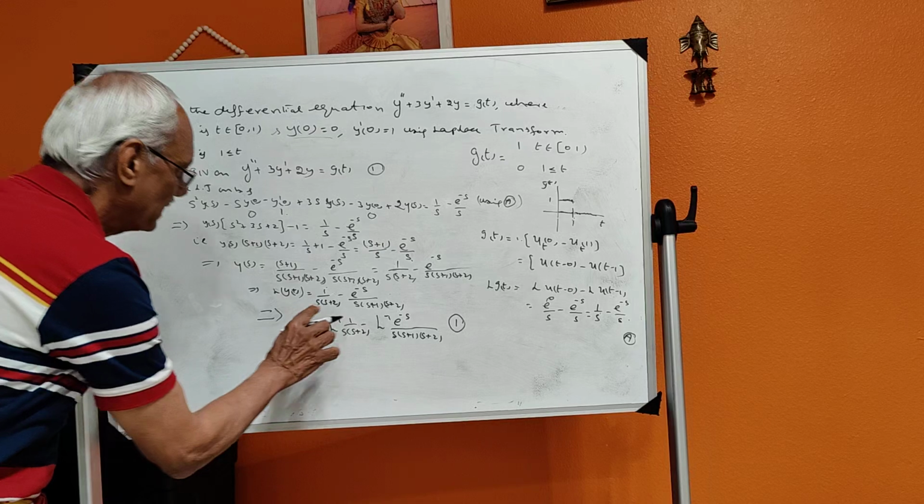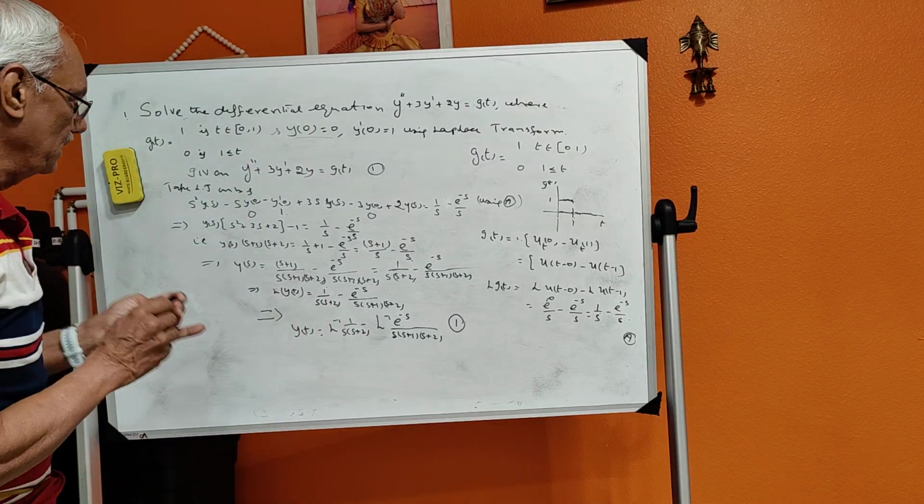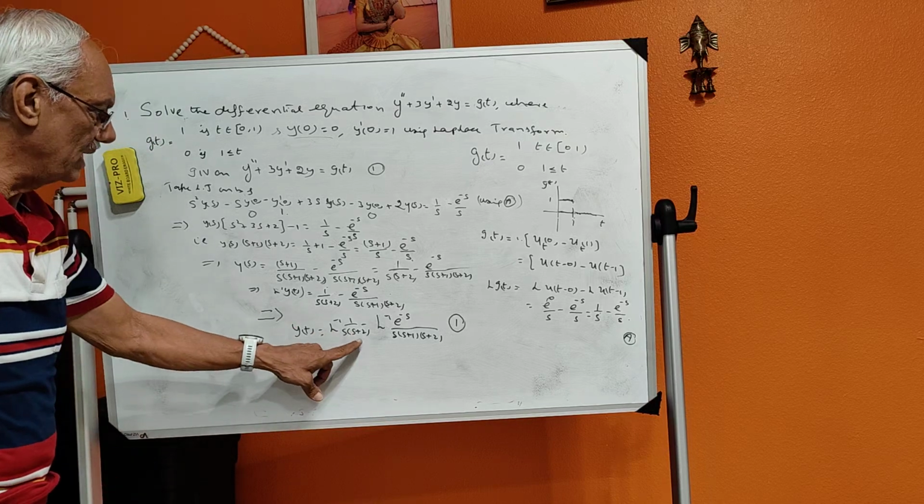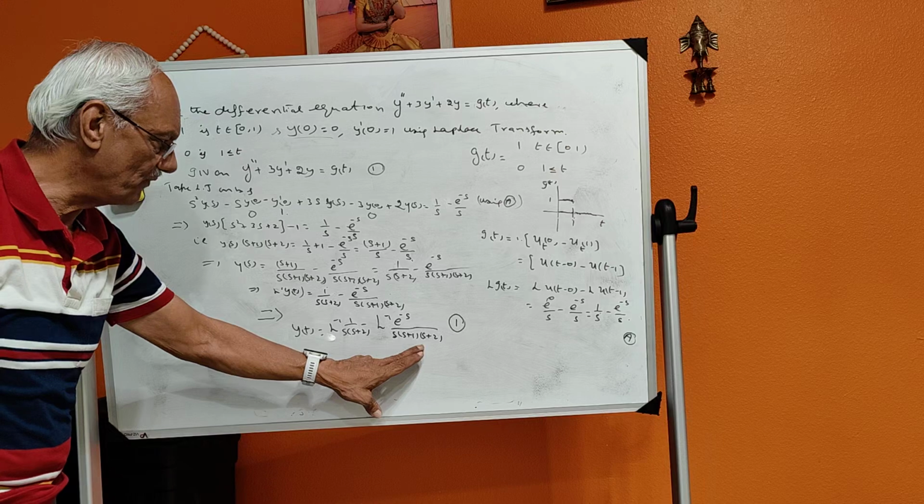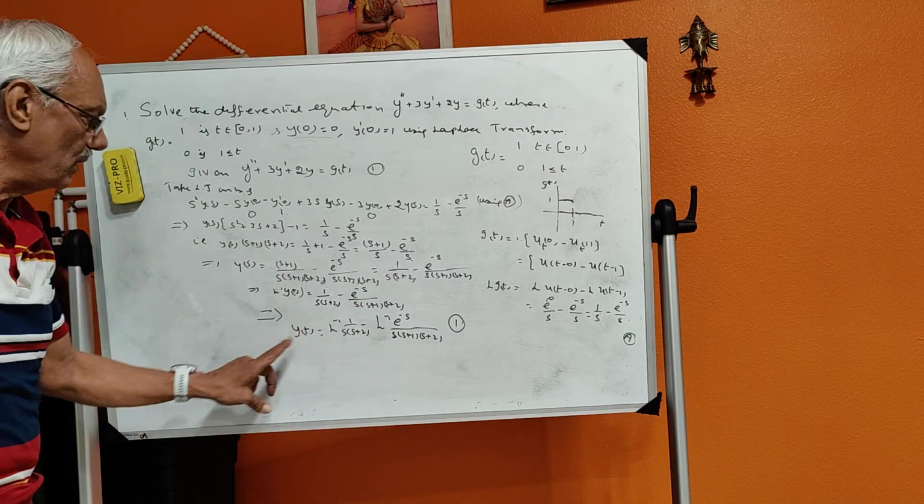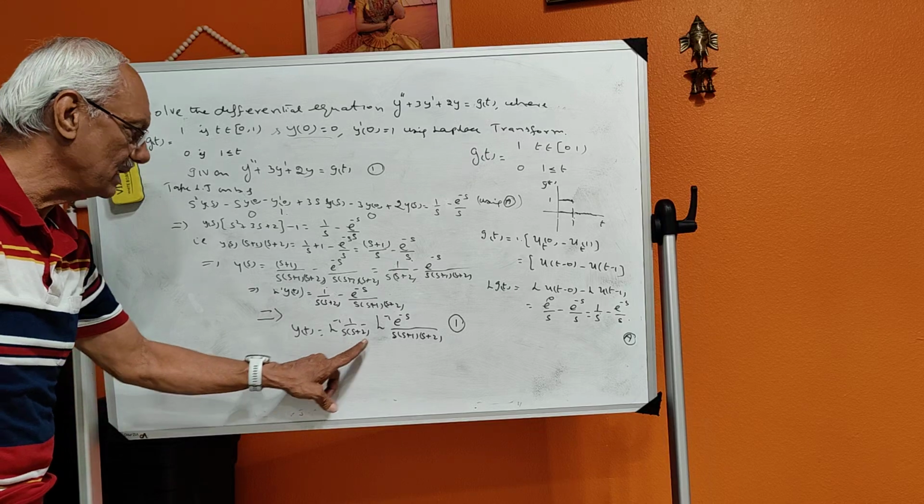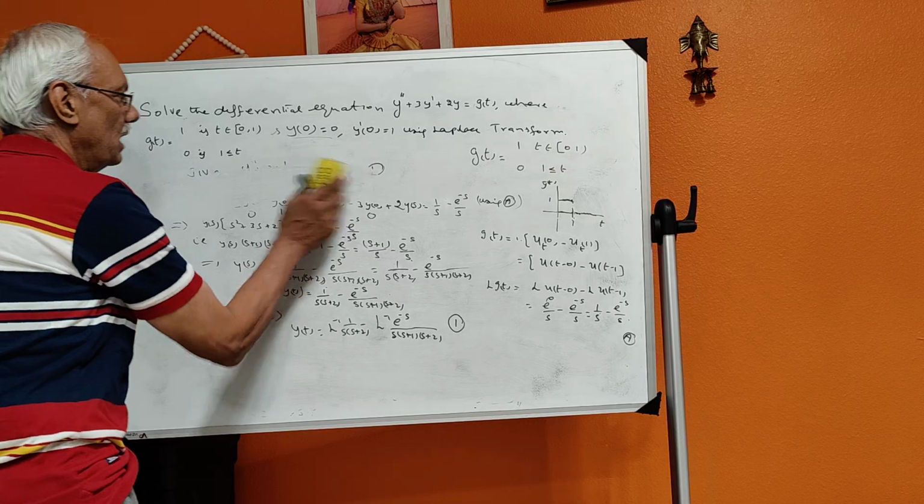So you see that this is nothing but, and now y of t is equal to L minus 1 of this. Find the inverse Laplace transform of this, and you get the answer. Now my job is to find the value of this and find the values. I will start one by one. Just see how I do this.